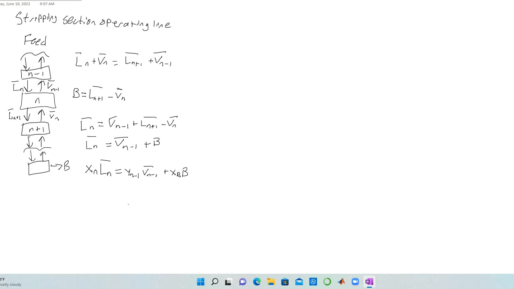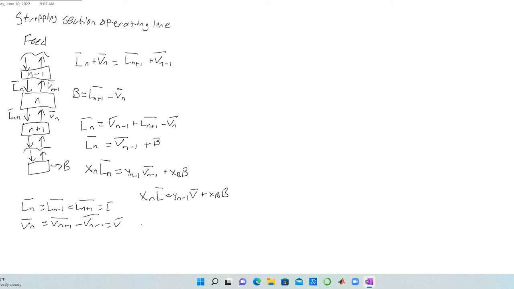Now again, McCabe-Thiele's assumption is that everything is going to be constant above and below the feed stage. So that means that Ln is going to equal Ln minus 1. It's going to equal Ln plus 1. It's going to equal L hat. Same with the vapor. Vapor N is going to equal vapor N plus 1, vapor N minus 1. It's going to equal vapor hat. So we can rewrite our equation into Xn L equals Yn minus 1 V plus XB B.